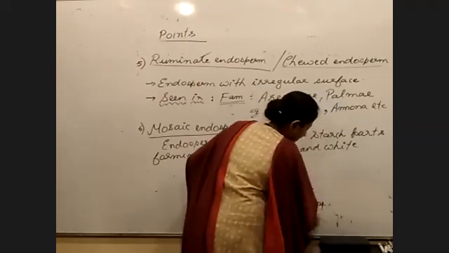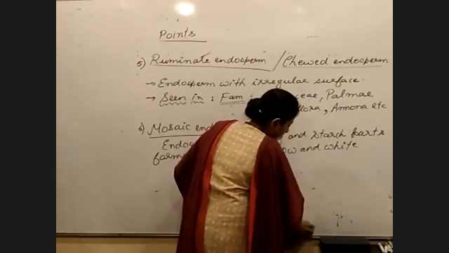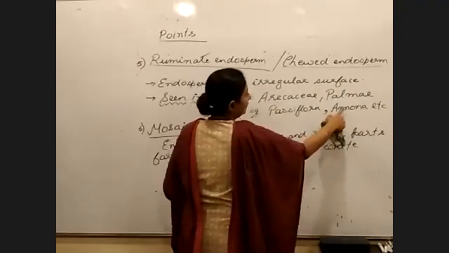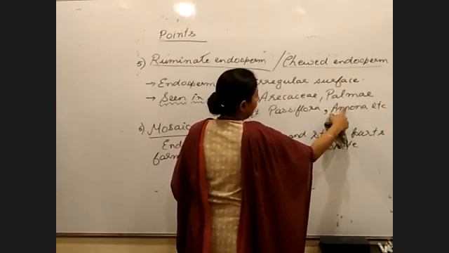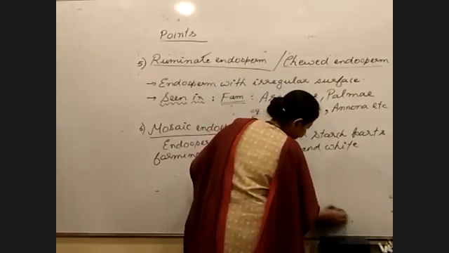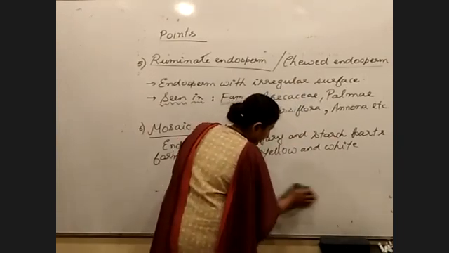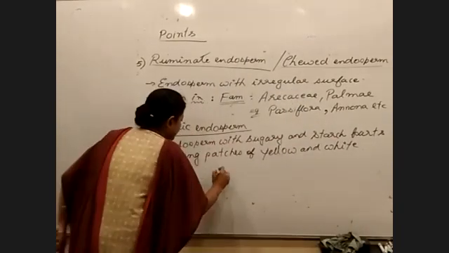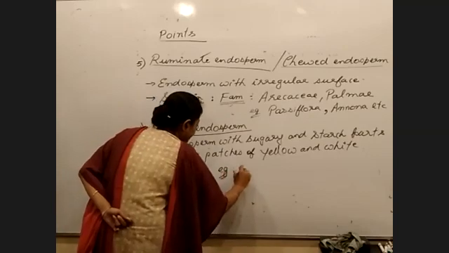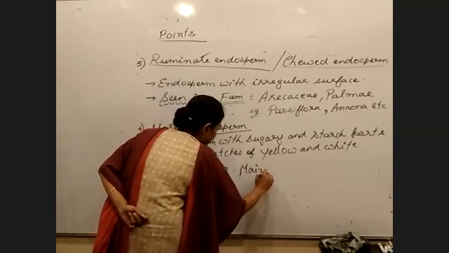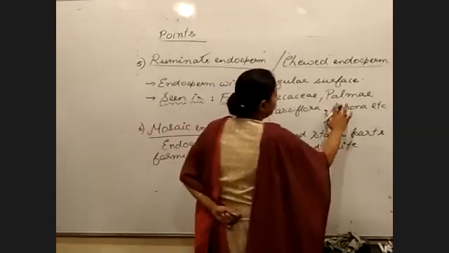Ma'am, what is the second example? Ruminate endosperm. Of what? Annona. A-N-N. Okay, ma'am.